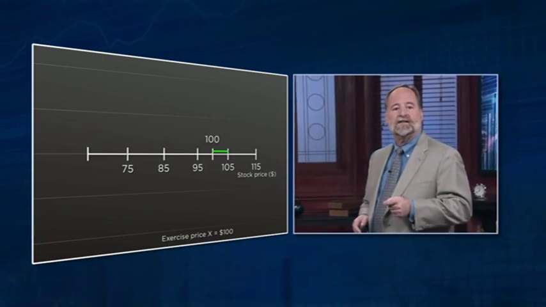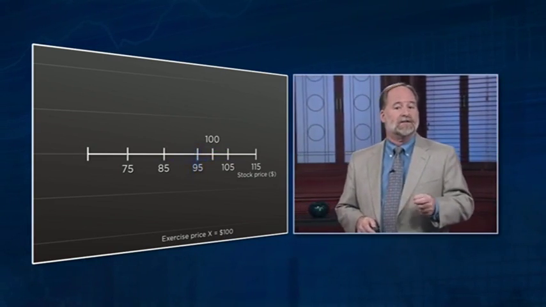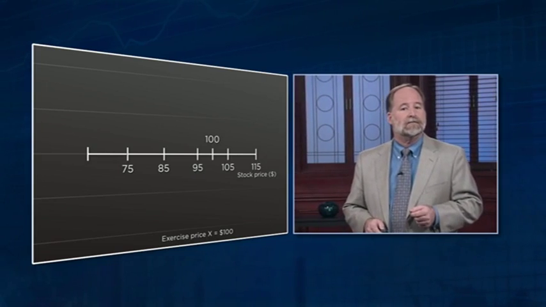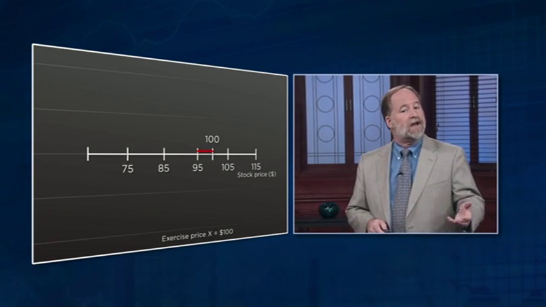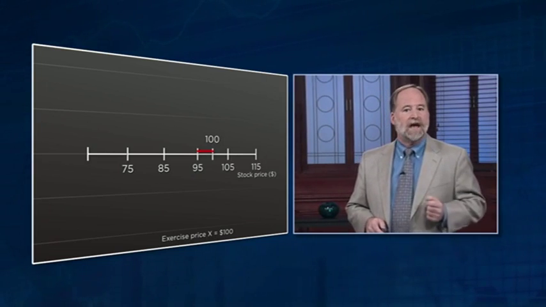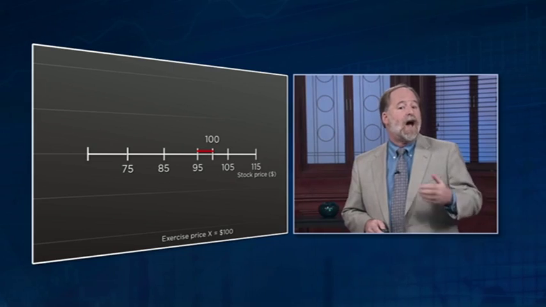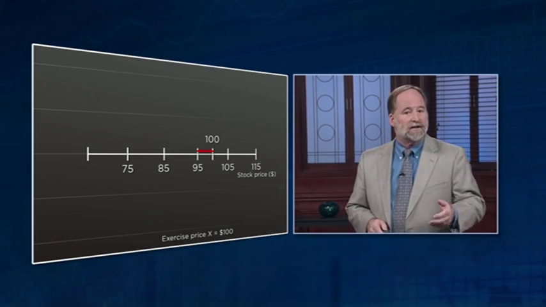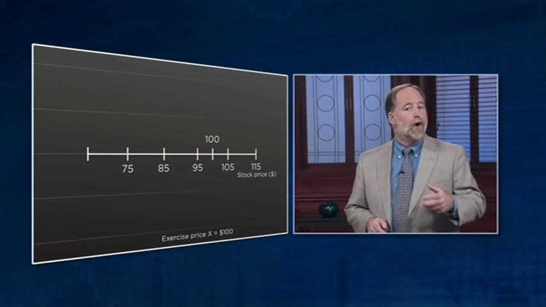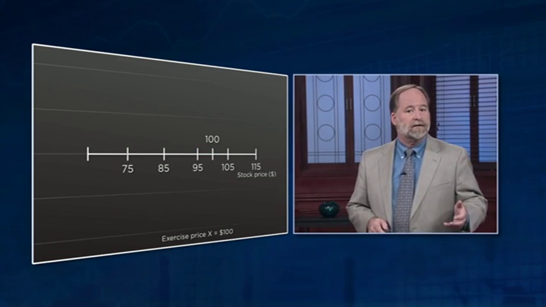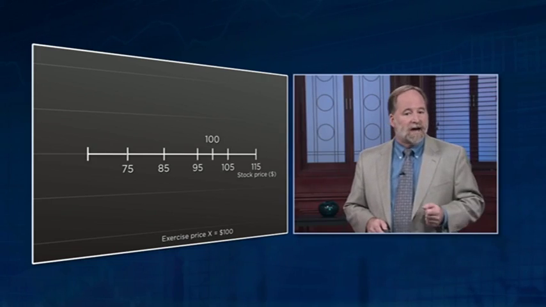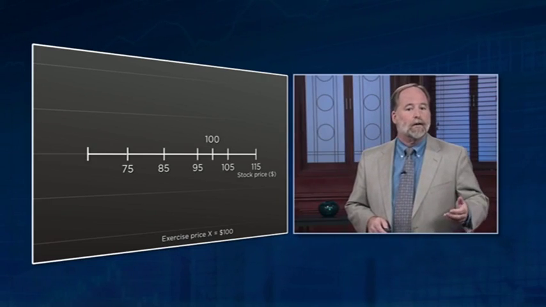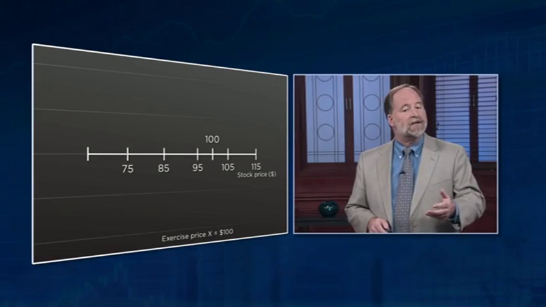But what happens if the price of McDonald's falls to $95 at expiration? What would you do then? If you exercise, you'd have to pay $100 for something worth only $95. Why would you do that? Recall that you have the option to buy at $100, not the obligation. If you don't want to buy, you don't have to. In this case, you would simply let your option expire unexercised. You would just rip it up and throw it away. In this case, the option is out of the money.